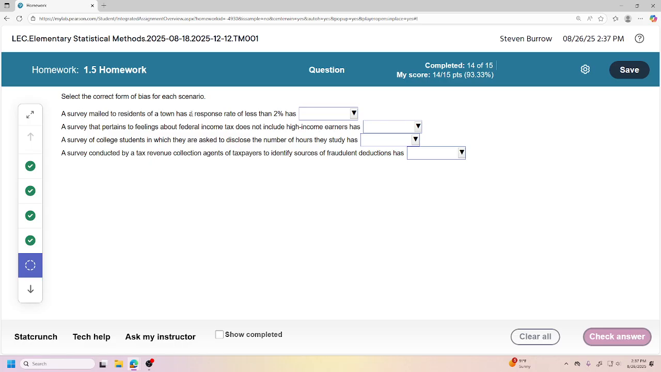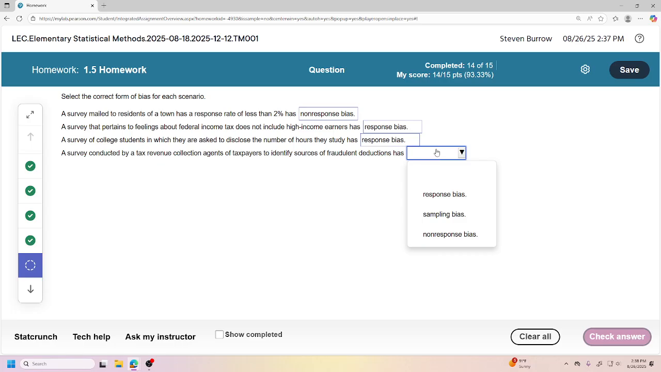So a survey mailed to residents in a town has a response of less than 2%. Non-response, not enough people talking there. Survey pertains to feelings about federal income, and so on. What do you think? Yeah, response. You're going to answer a certain way. College students were to disclose how many hours they study. I think response. You're going to say, "Oh, I study all the time, bro. That's what I do."